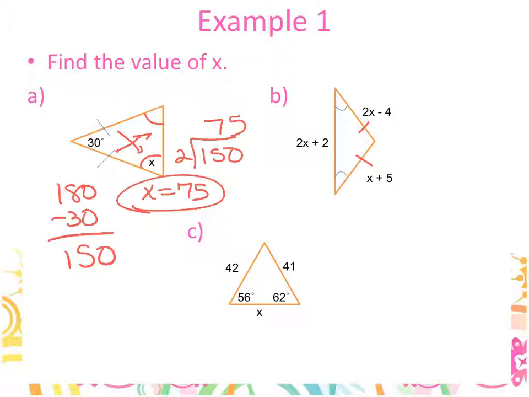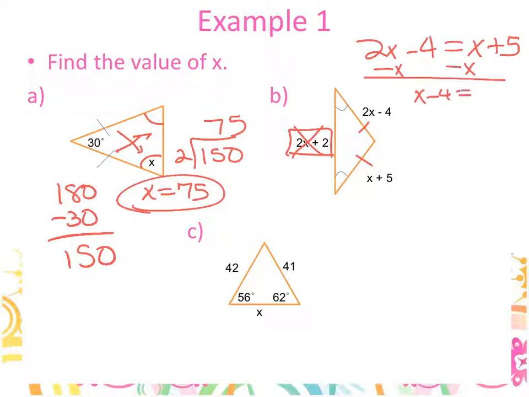Now, this 2x plus 2 is here to confuse you. We do not need this. Okay? Common mistakes that people are going to make. They're going to think they're for the angles, and they're going to try to add the 3 and set it equal to 180. These are not angle measures. These are side lengths. So we're going to set 2x minus 4 equal to x plus 5 and solve for x. Subtract x. x minus 4 equals 5. Add 4. And x equals 9.